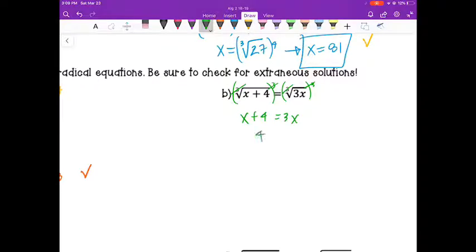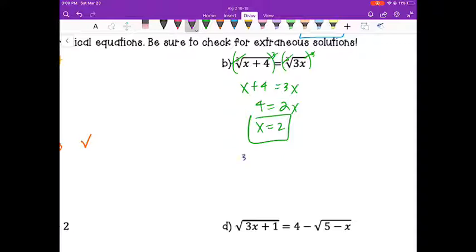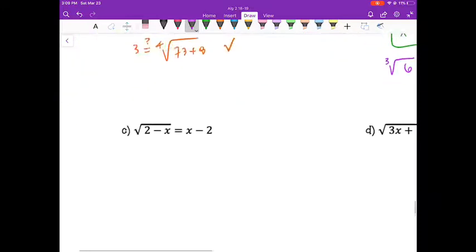I'm going to subtract x from both sides. 4 equals 2x. Dividing by 2, I find that x is 2. I'm going to plug it back into my original equation. Is the cubed root of 2 plus 4, that would give me 6, in fact equal to the cubed root of 3 times 2, which is 6? Yeah, sure is. Honestly, if we had negatives inside our radicals, which we obviously don't, but if we had, that wouldn't bother us either, because you can take the cubed root of a negative number.